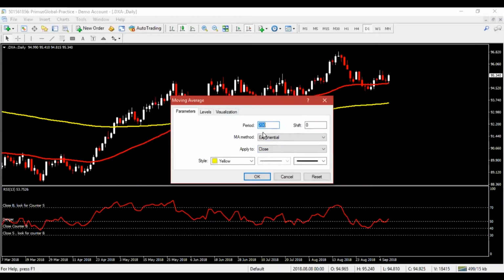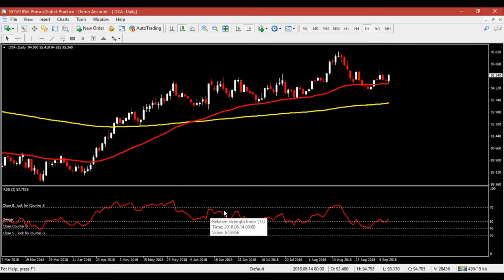Next indicator you need is a 200 period moving average. MA method is exponential, apply to close. Color yellow.